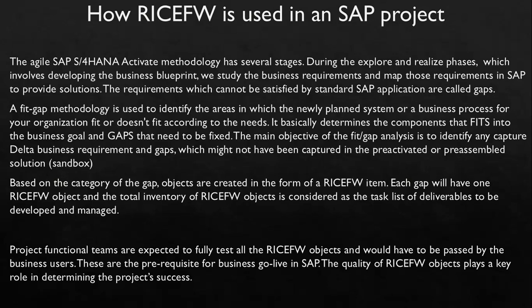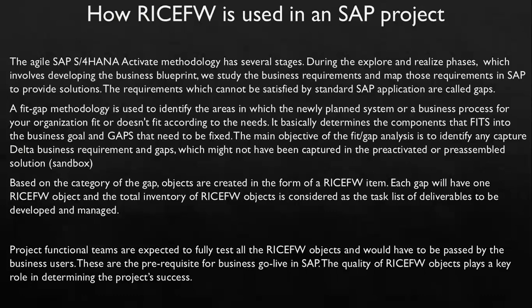So any of the 6 terms in the WRICEF can be used to close a gap, actually. The main objective of the fit gap analysis is to identify and capture delta business requirements and gaps, and of course, analyze them and prefer a solution, which might not be captured in the pre-activated or pre-assembled solution in the sandbox. So, of course, it could have been omitted during the blueprinting also, right? But it could be a new requirement the business actually wants.